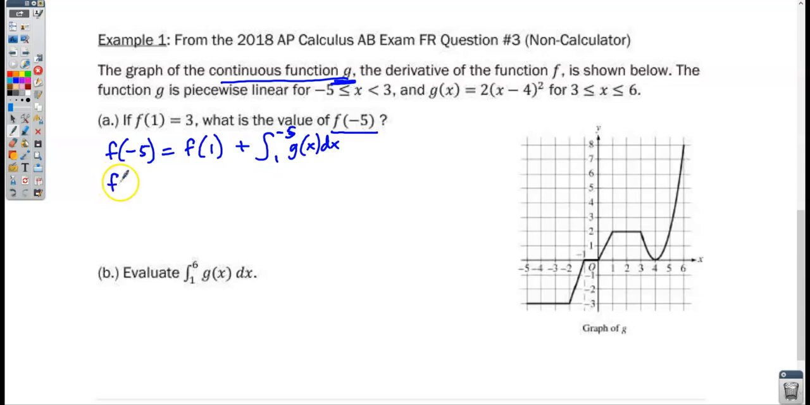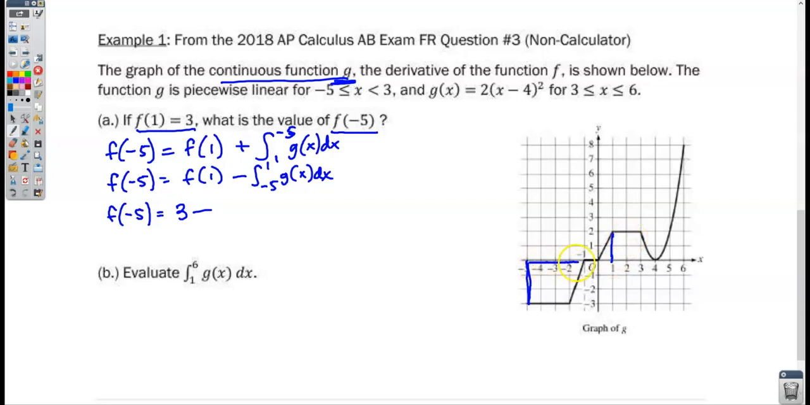So I'm going to go ahead and change this. Using my integral properties, I'm going to bring a negative sign out and flip the limits of integration so that I can treat this as an accumulation function of the graph. And now it's just a matter of calculating. f of negative 5 is equal to f of 1, which we were told is 3, and then the integral from negative 5 to 1 is all area-based here.